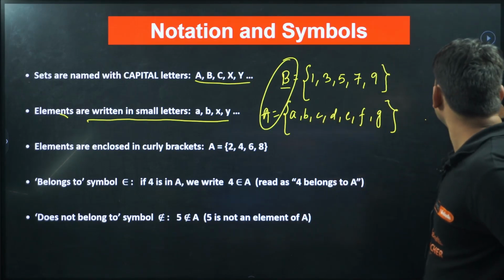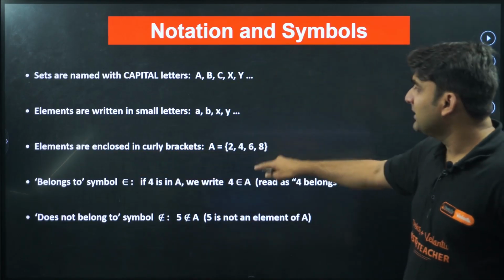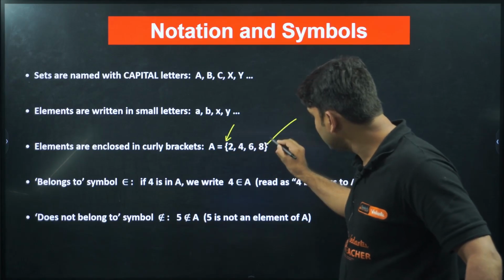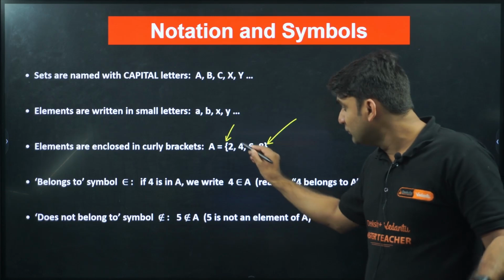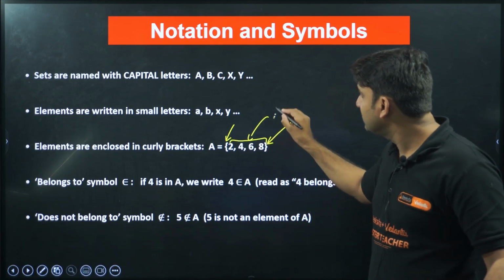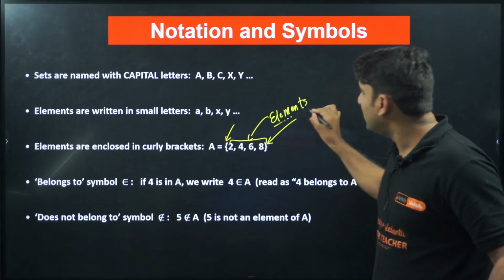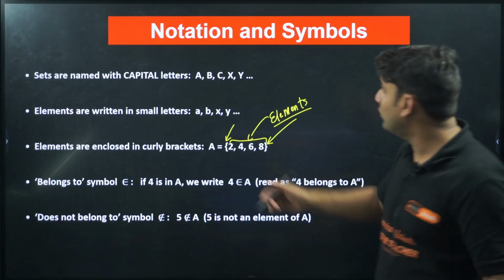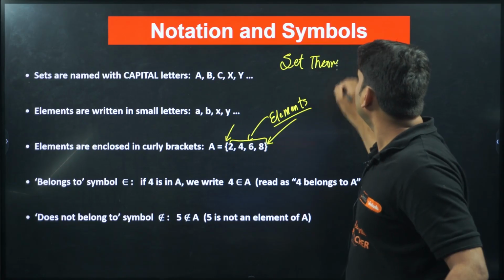Moving ahead. Next, elements are enclosed in curly brackets. Can you see this representation? Elements are always represented in curly brackets, and these are the elements: 2, 4, 6. Clear everyone? These are the elements, and curly brackets are the representation as per set theory. According to set theory, everything comes in curly brackets, right everyone?